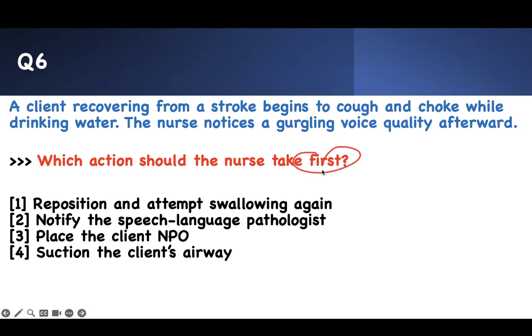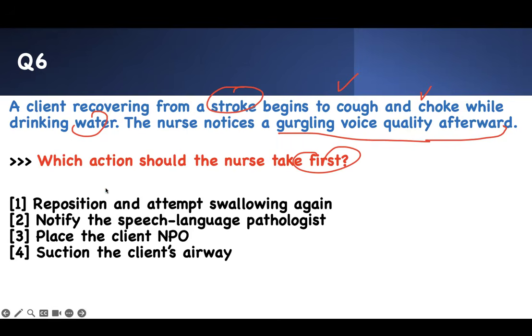First thing I've got to do: what happened? The patient had a stroke. And what did they do? They're coughing and choking after drinking water. Now, this is what I'm seeing. Whatever is happening, I don't care about it. I care about the gargling voice quality afterward. That means something is not right.